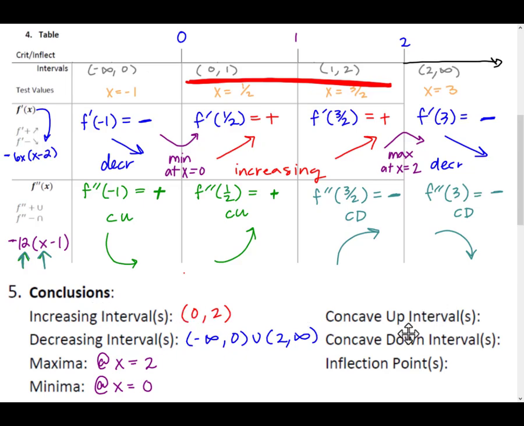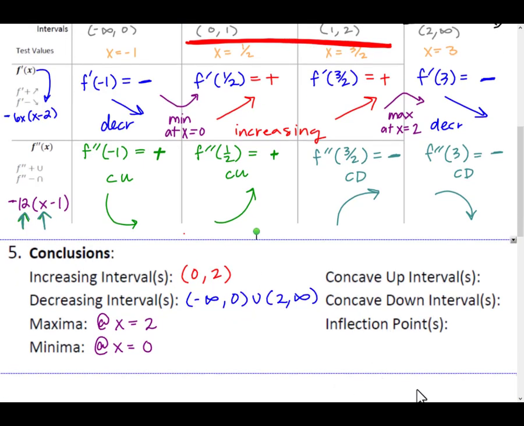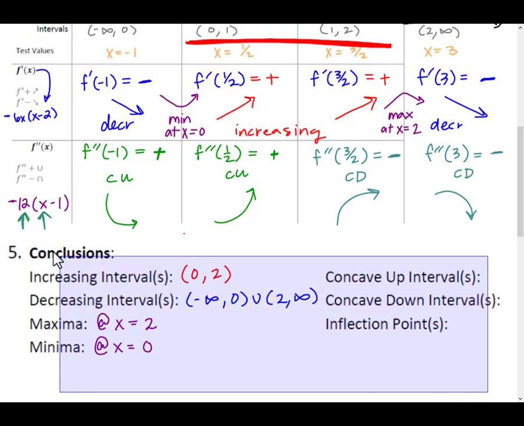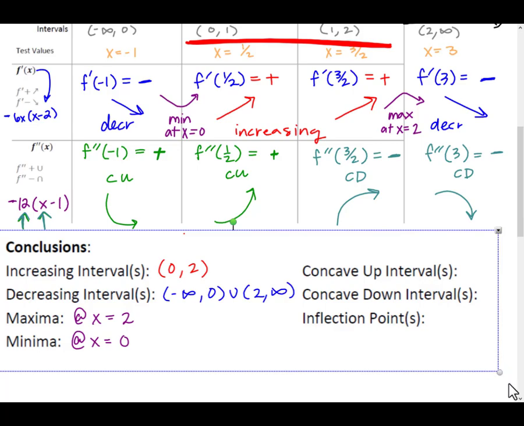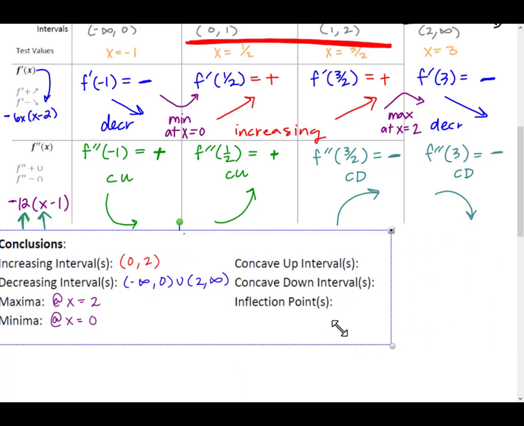All right. Concave up intervals. Oh, I don't have enough space for all that. Let me just shrink this down a little so I have space to write on the other side.